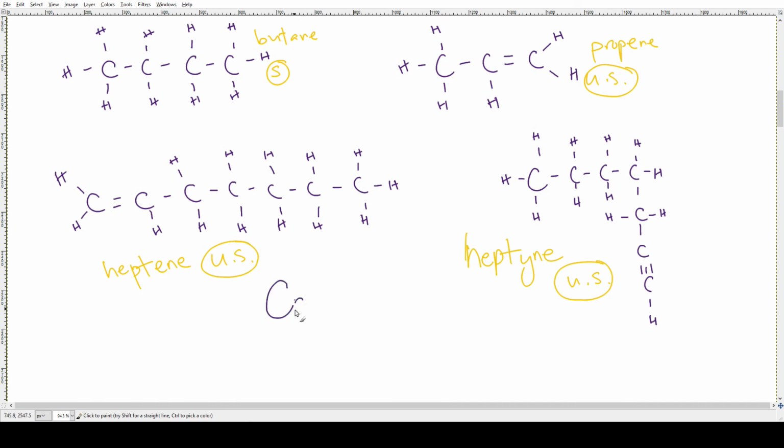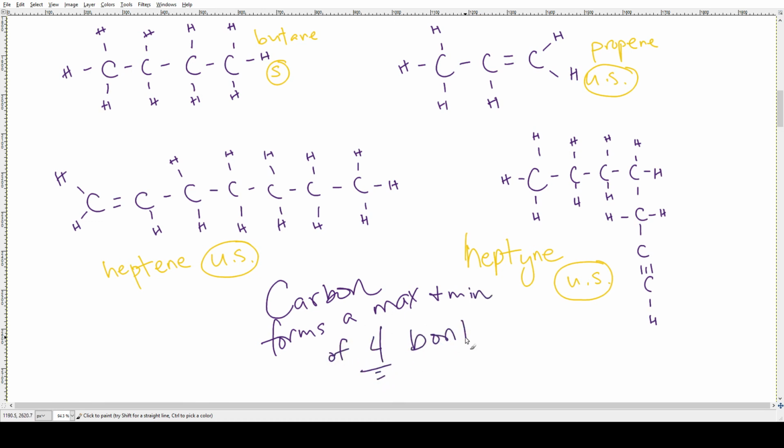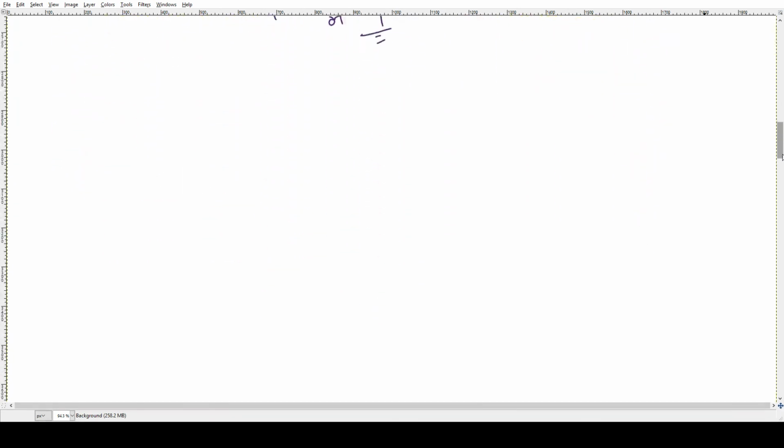So carbon forms a max and min, actually, of 4 bonds. It forms exactly 4 bonds. So the final exercise we're going to have, I don't know if I said this was final, but sorry, I lied. The final exercise is you drawing some. So let's try it.